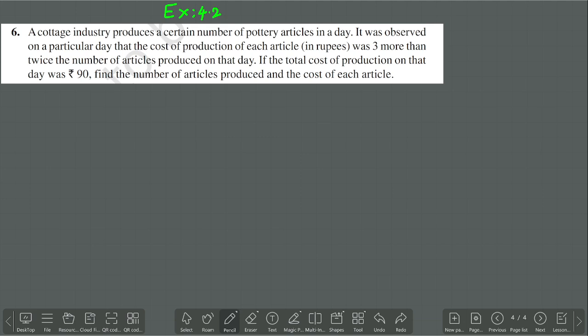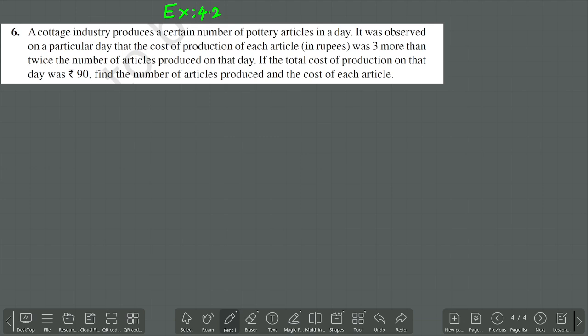So in a day, how many pottery is he making? Multiply by one pot amount. When we multiply, we get how much he earned in a day. About that situation only they are talking here. That means when we multiply the number of pottery he made in a day by one pot amount, we get the total amount which he earned in a day. Is it okay?